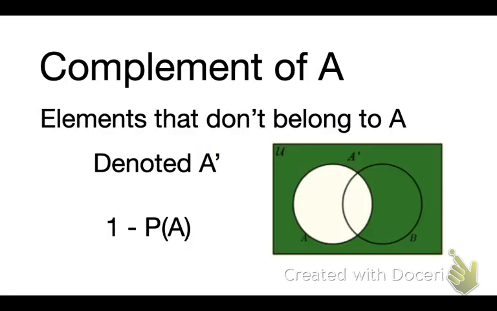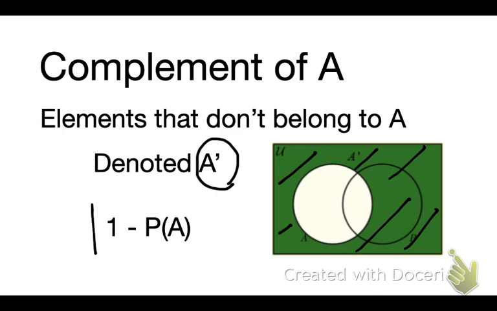A new word for us is complement. So the complement of set A is elements that don't belong to set A. And it's denoted with this A prime. We color every single thing that is not in that circle that's A. If you want to calculate the complement of A, you're going to take 1 minus the probability of A.